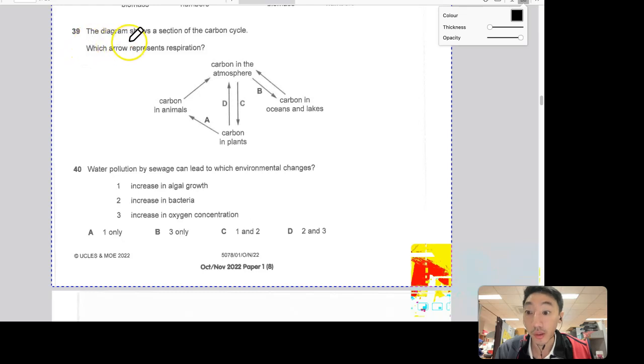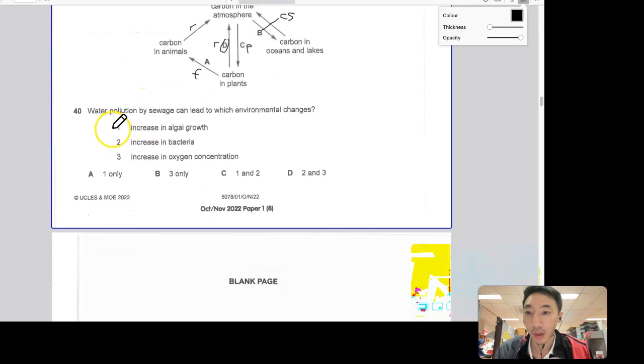Question 39. The diagram shows a section of the carbon cycle. Which arrow represents respiration? Okay, so we have carbon dioxide in the atmosphere, and carbon in the plants and animals. Of course this will be respiration, but it's not there. Then carbon in the plants, when the plants also respire, because remember that plants are doing both processes of photosynthesis and respiration at the same time. So that's respiration. D, this is photosynthesis. This is feeding. Then this one is the carbon sink, right? So anyway, the answer should be D. So 39, D.